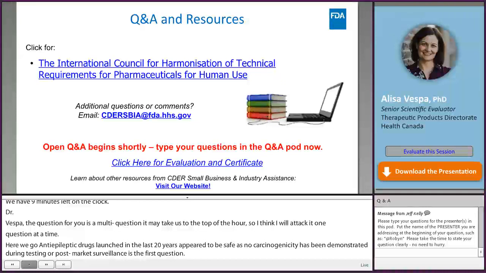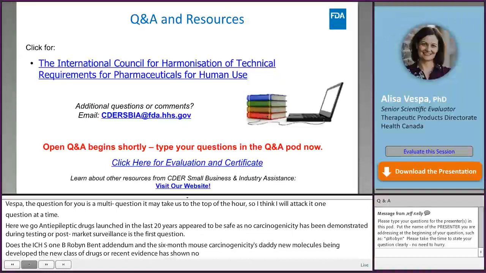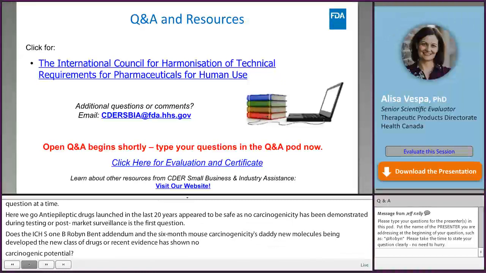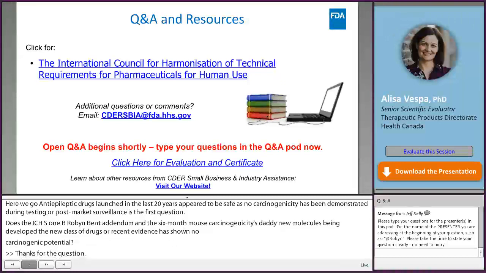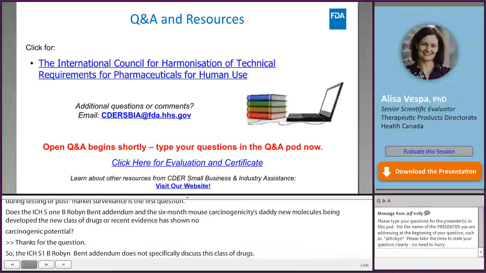Great, thanks for the question. So the ICH S1B R1 Addendum does not specifically discuss this class of drugs. Rather, it discusses the type of data that goes into a carcinogenicity weight of evidence assessment, which includes data on other compounds in the drug class.